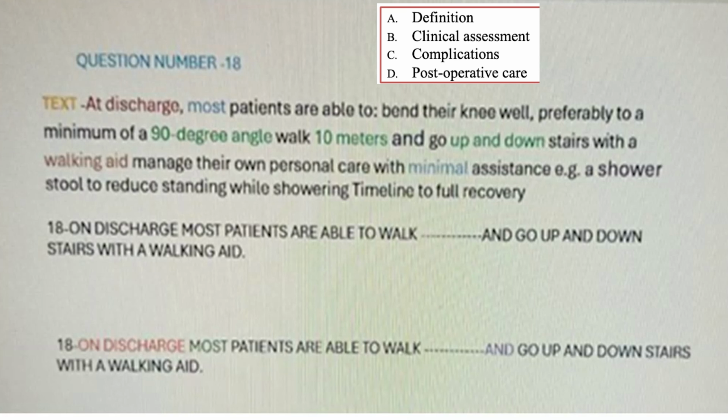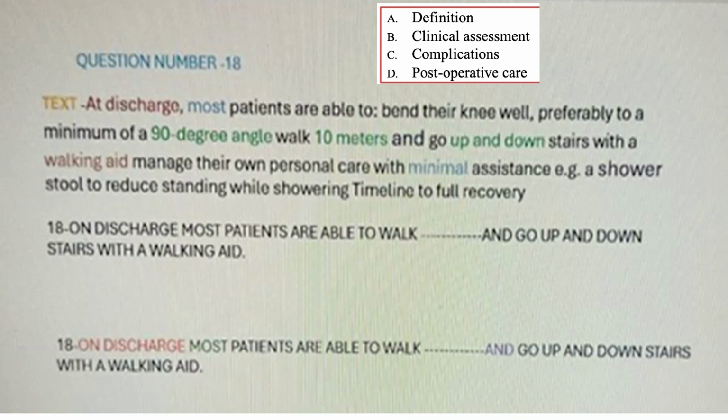It is before and after. As Sister Anita told, we have to follow the same, and go up and down stairs with walking aid. Actually, first we are skimming. We have to go to the On discharge section, which means we can go directly to the post-operative, that is text D. First of all, we have to do the skimming. We can go there.